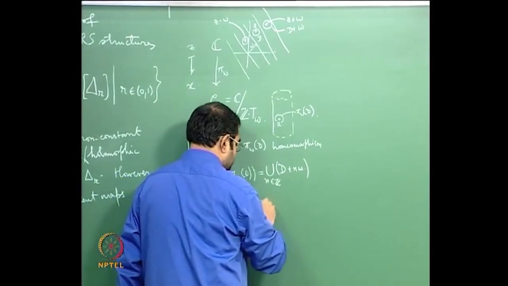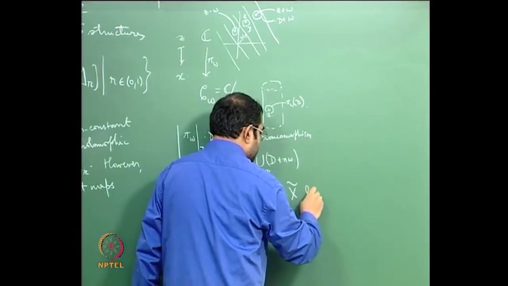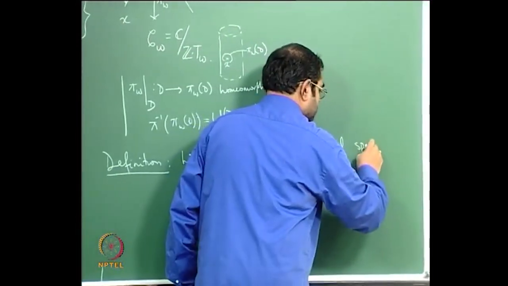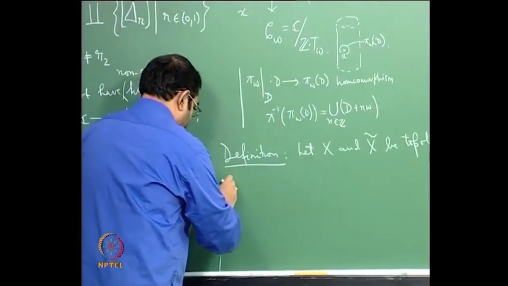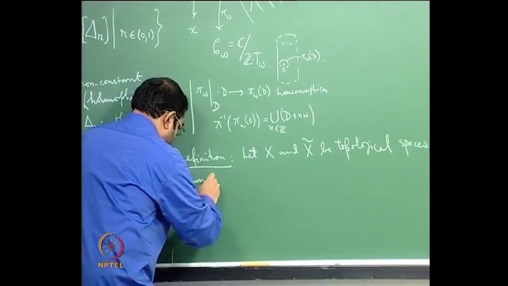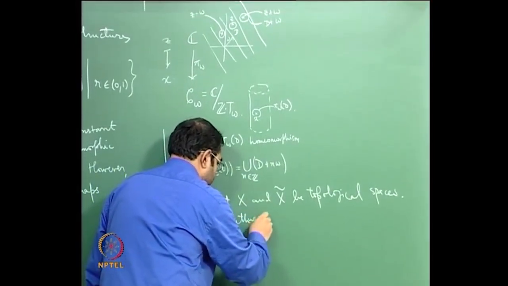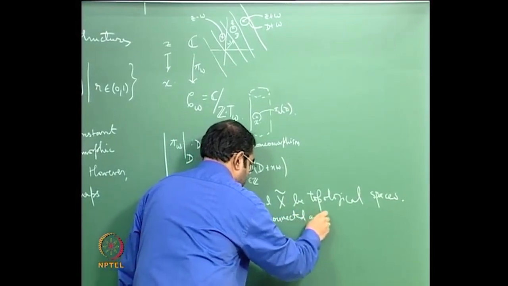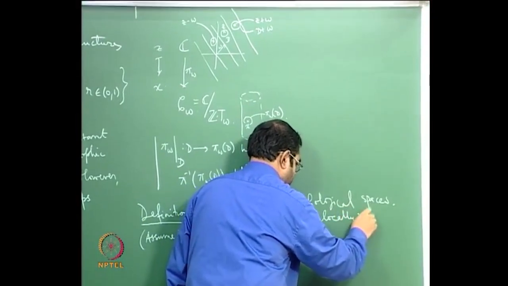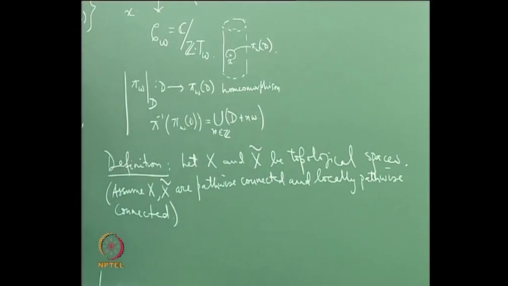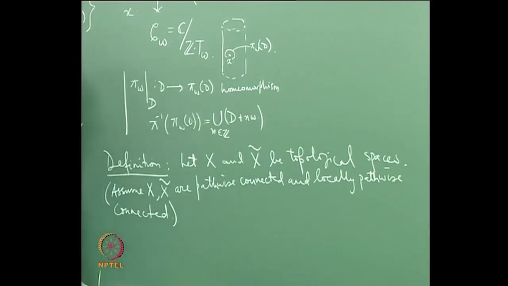Let X and X tilde be topological spaces. Assume X and X tilde are path connected and locally path connected. Okay, so what I am writing in brackets is a technicality, and when the importance of that technicality has to be stressed, I will stress it, but for the moment just assume this technicality, do not worry about it.